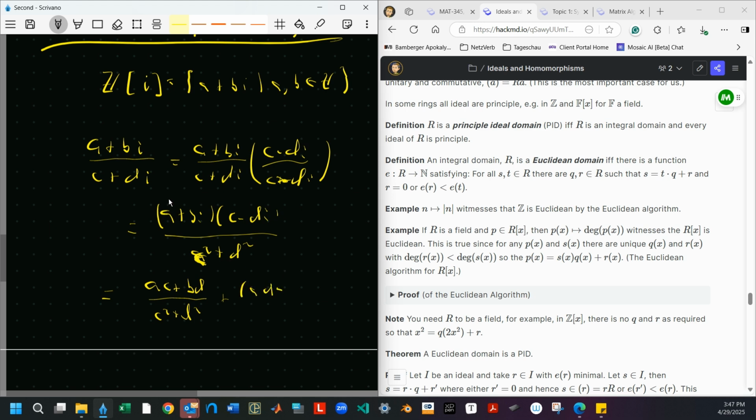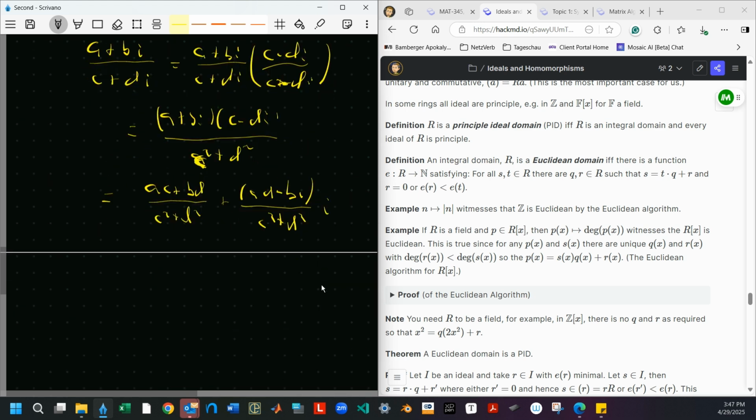Sorry, AD minus BC over C squared plus D squared, times i. Okay, like that, right? And what you do is you just round these to the nearest integer. There's no reason this is an integer, but we can round this to the nearest integer.